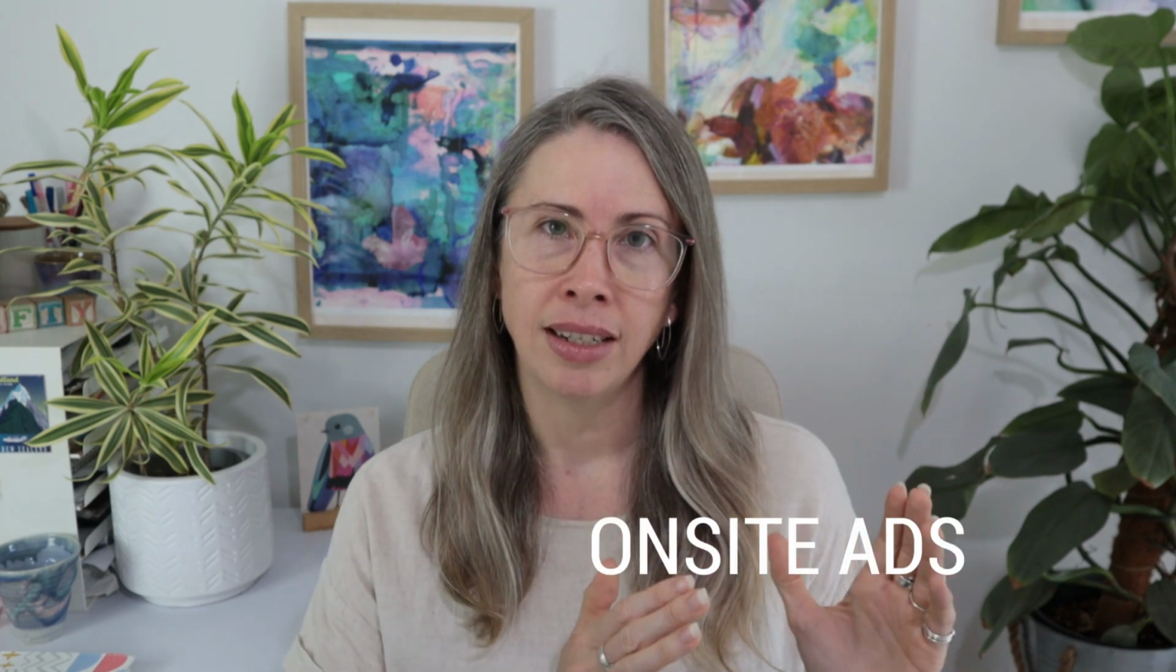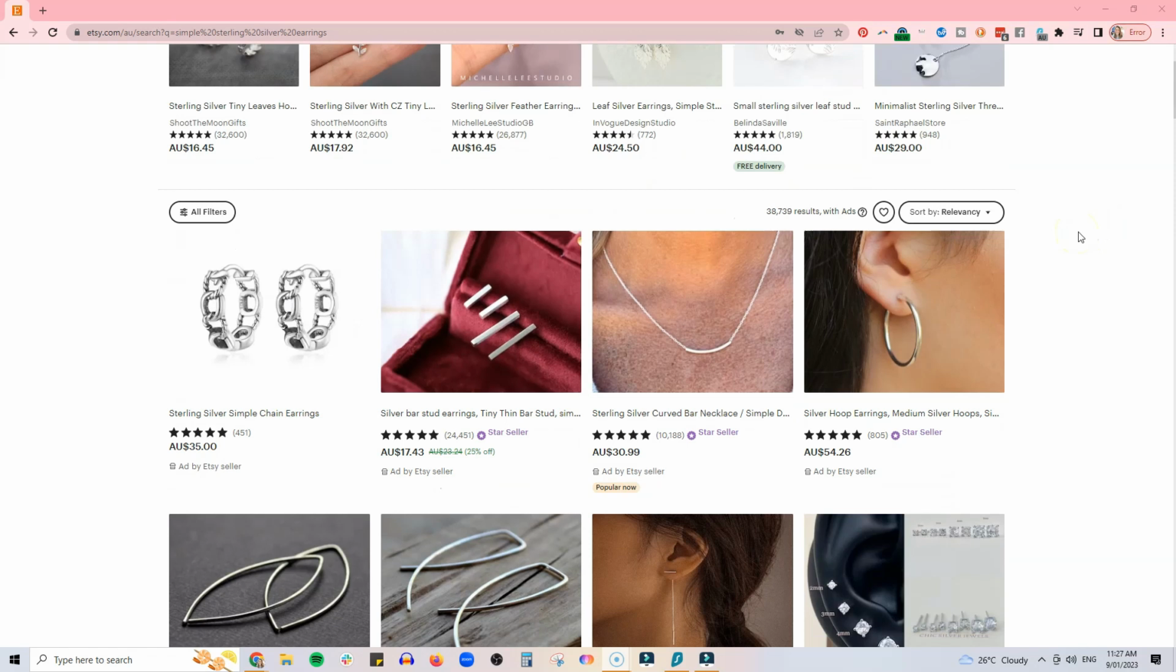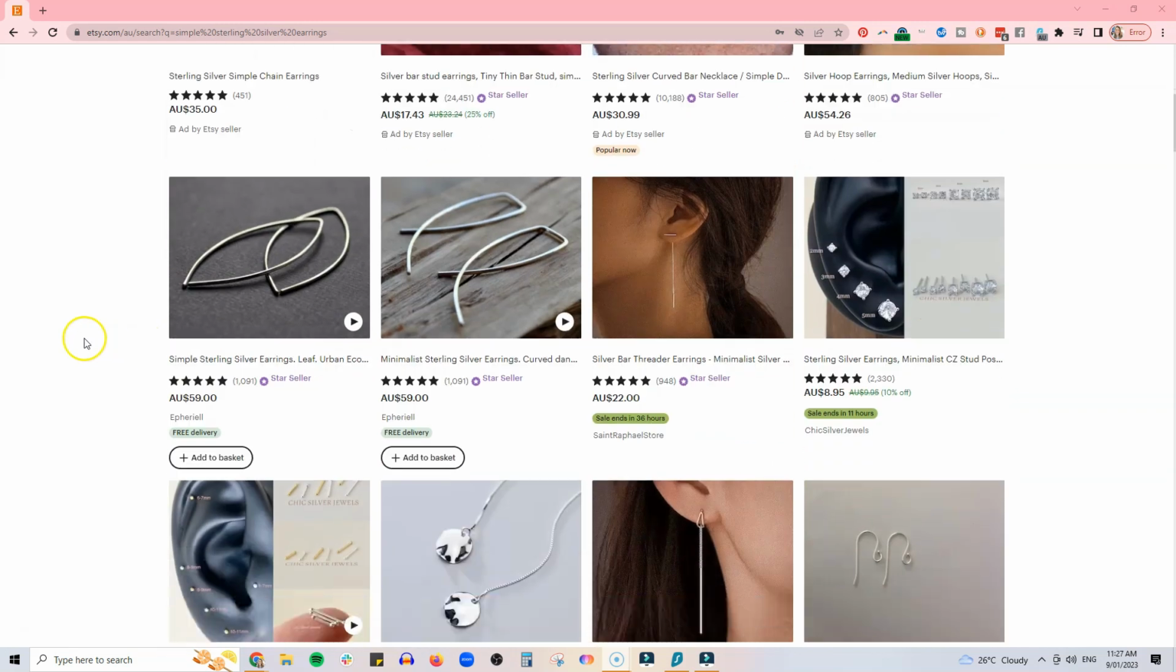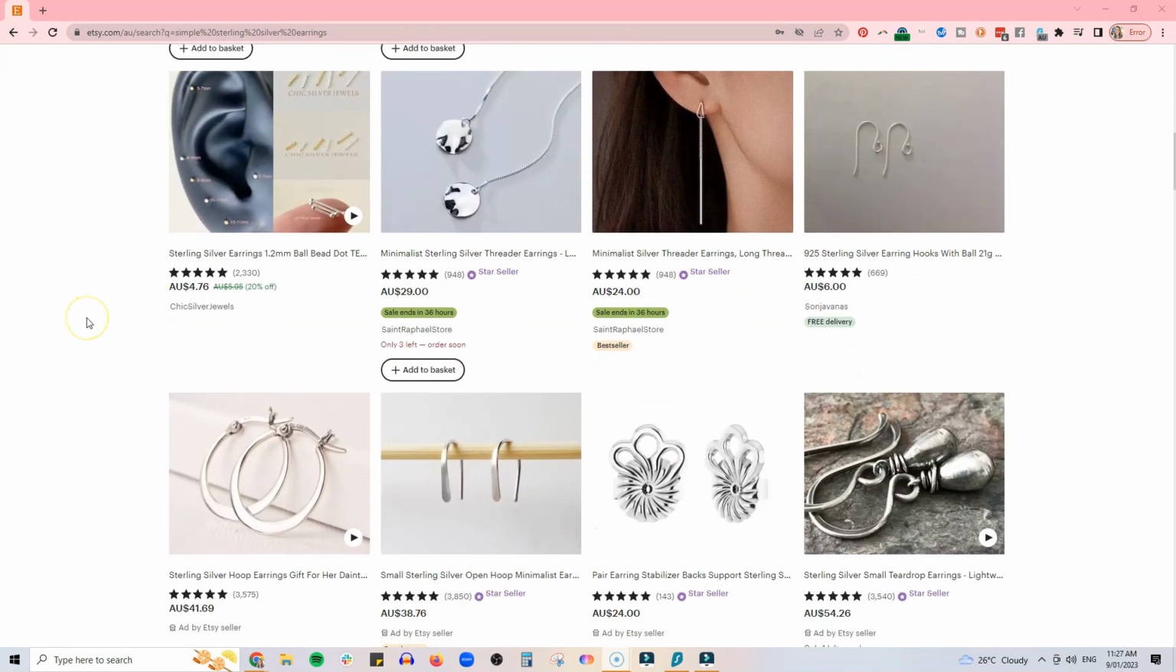So there are two types of ads. There are on-site ads and off-site ads. Let's start with the on-site ads. These are the ads that run on the Etsy platform itself. So when you're looking at the search results, you will see listings in the search results that have a little ad disclaimer next to them. This is the sort of ad I'm talking about here.